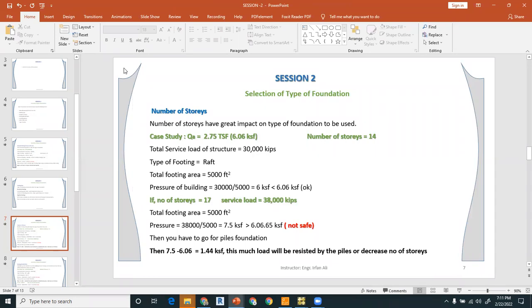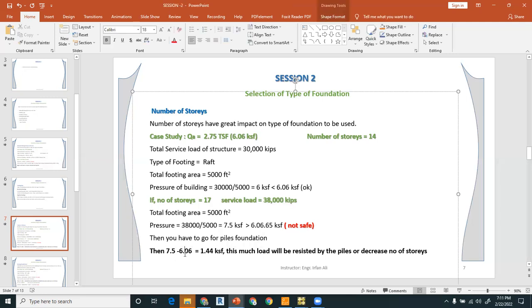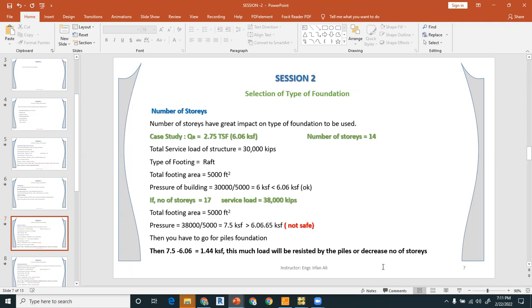And how much load will be taken by the piles or the raft depends upon you, right? If you want to use the overall capacity of the raft and the remaining is resisted by the piles, then you have to subtract the allowable bearing capacity of the soil from the demand. So this is the demand and this is the capacity of the raft. So it will come out to be 1.44 KSF. So this much load will be resisted by the piles, or you can also give an option to the client to decrease the number of stories.